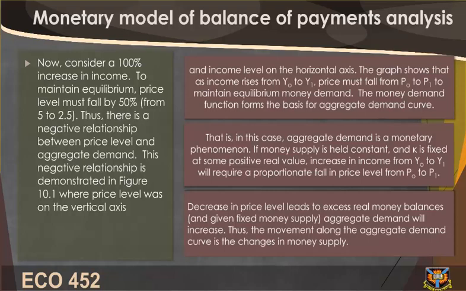Thus, there is a negative relationship between price level and aggregate demand. This negative relationship is demonstrated in figure 10.1, where price level is on the vertical axis and income level on the horizontal axis.